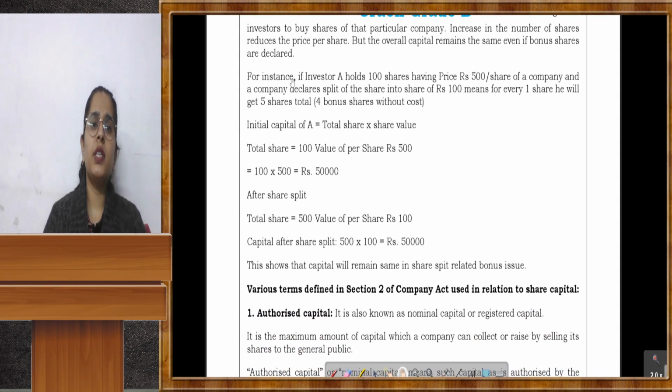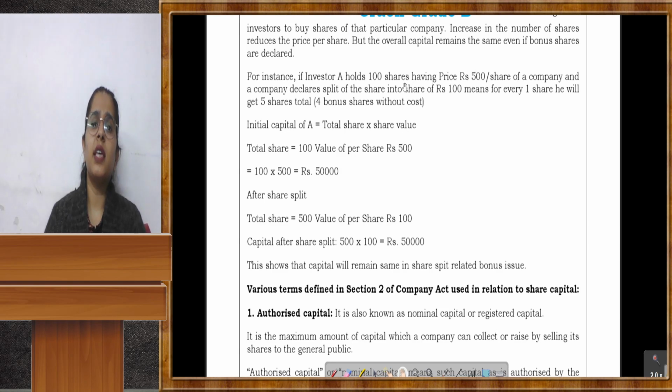Next, for instance, if investor A holds 100 shares having a price of rupees 500 per share of a company, and the company declares a split of the share into shares of 100, it means for every one share he will get 5 shares total, 4 bonus without cost. So what they are saying is, if A holds 100 shares having price rupees 500 per share, and the company declares a split of the share into shares of 100, means for every share.